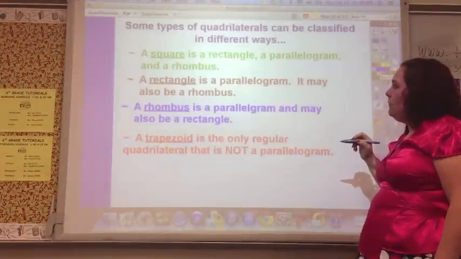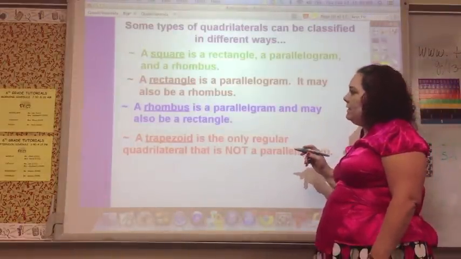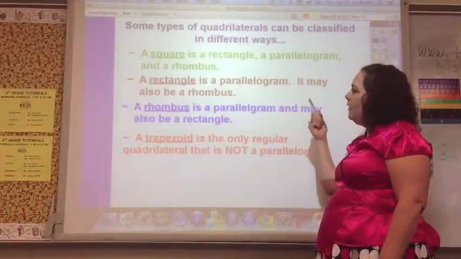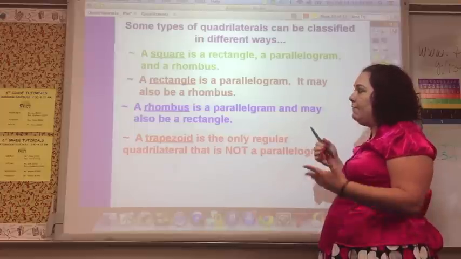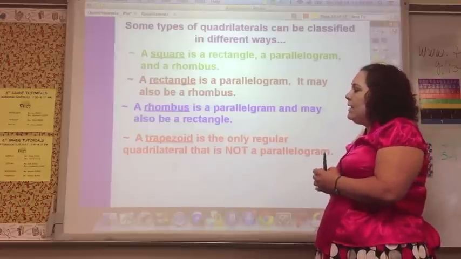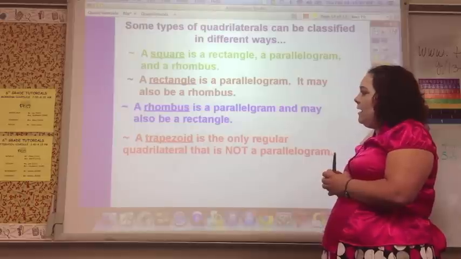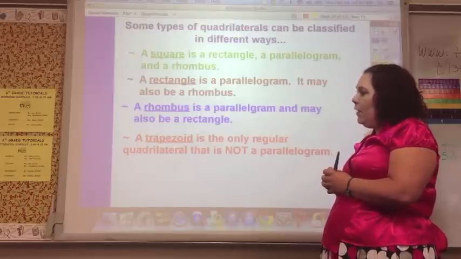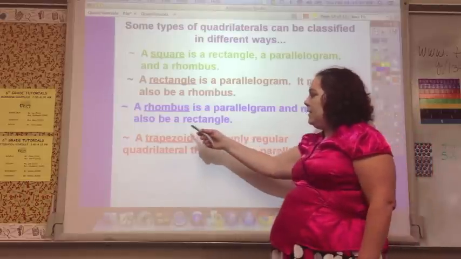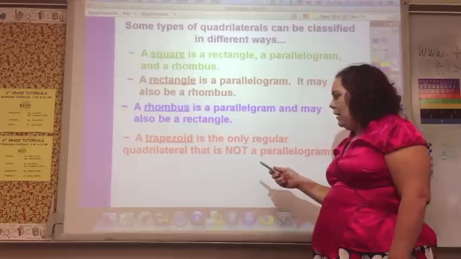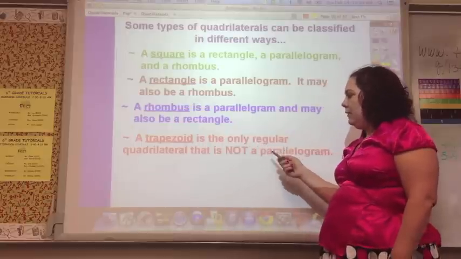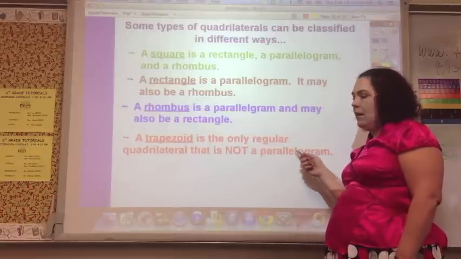So some types of quadrilaterals can be classified in different ways. A square is a rectangle, a parallelogram, and a rhombus. You see that from the picture. A rectangle is a parallelogram. It may also be a rhombus. A rhombus is a parallelogram and may also be a rectangle. And a trapezoid is the only regular quadrilateral that is not a parallelogram.